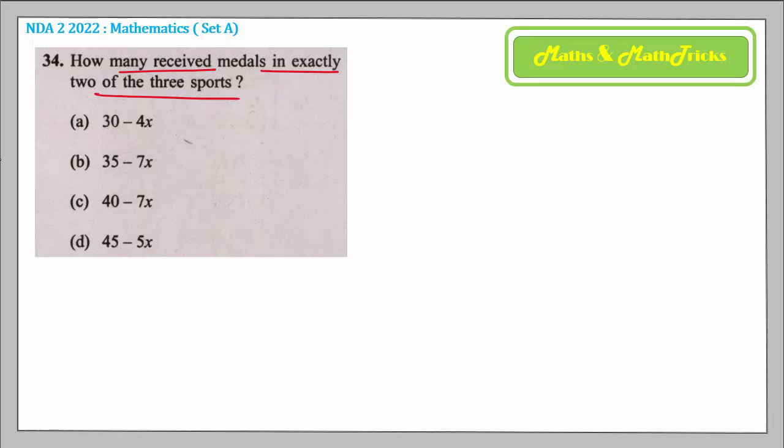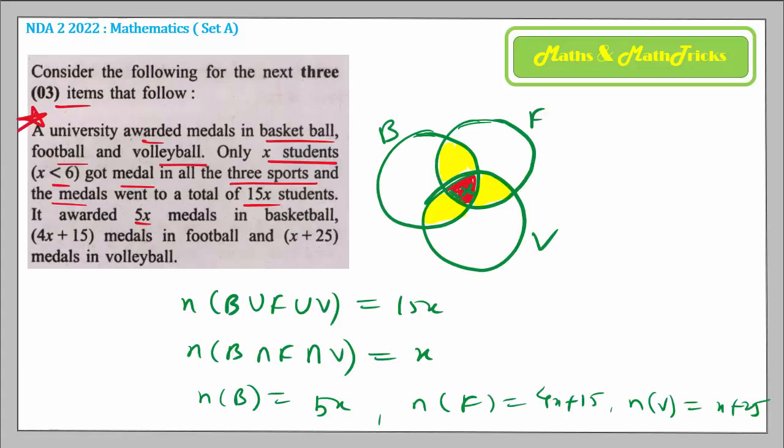Now students, understand how you get this number of students from this yellow region. It is clear to see that if you add up these 3 regions, B intersection F, F intersection V and B intersection V, this common region X will be repeated thrice. And we don't want it because we want exactly 2 sports medals, right? All 3 sports medals we don't want. So we have to subtract that 3 times.